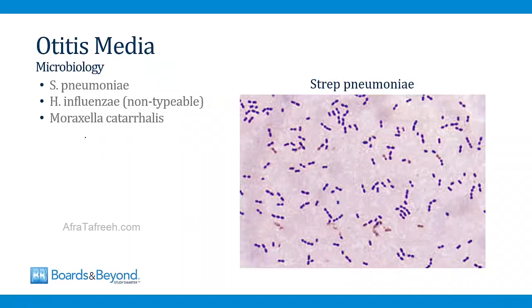The majority of cases of otitis media are caused by three bacteria. The first one is strep pneumo. The second one is H. influenza, so-called non-typable H. influenza. And what this means is not H. influenza type B, for which there is a vaccine. And I talk about that in the module on vaccinations. And then the third bacteria is Moraxella catarrhalis.